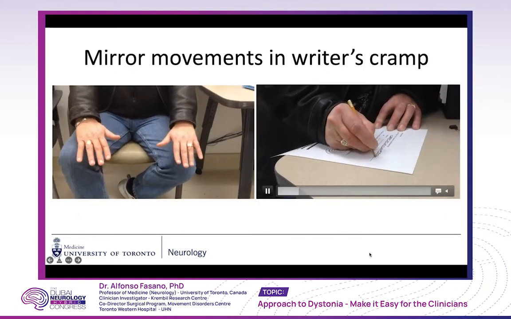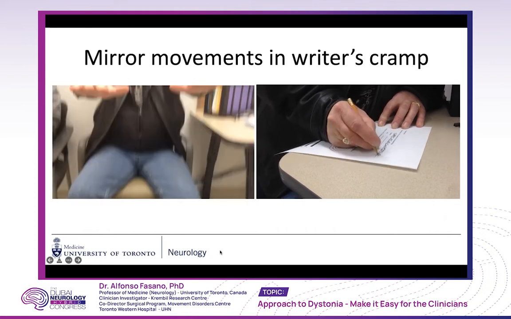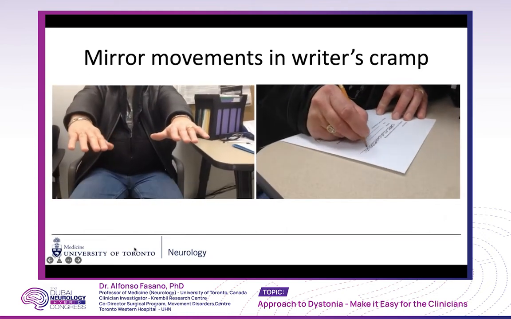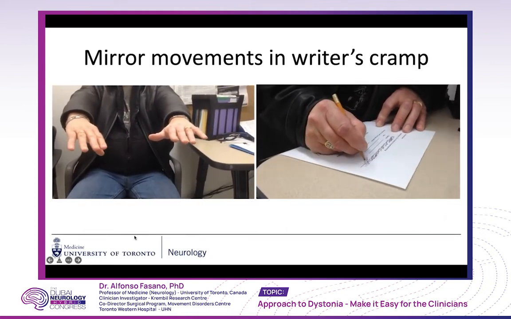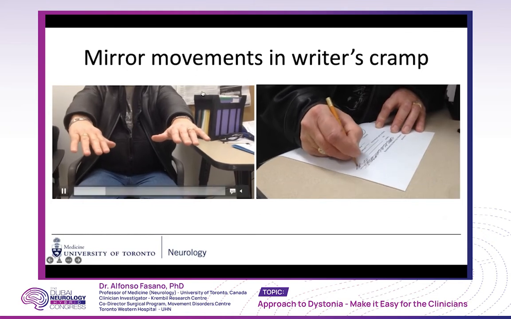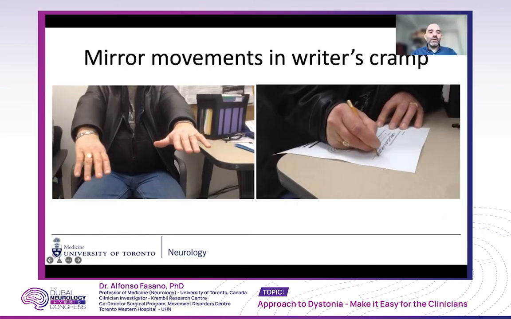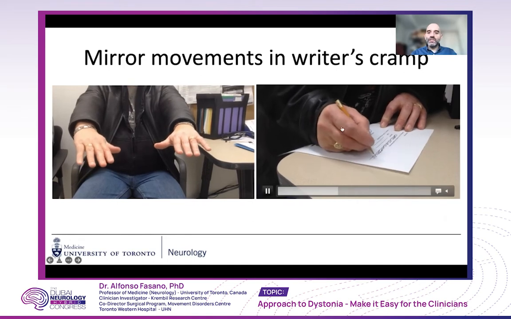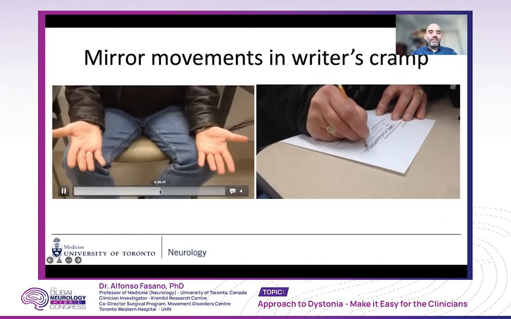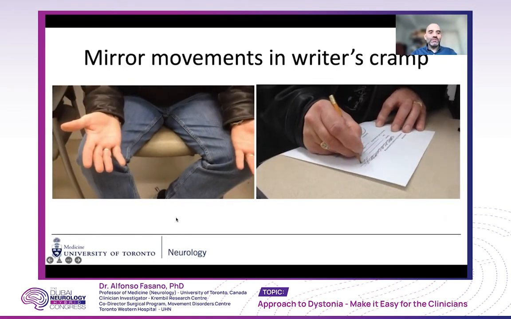And I want to show you another example of mirror movement. This is a man with a dystonic tremor on the right, and also some dystonic posture of the thumb. He has some writer's cramp when he tries to write. But what I want to show you here is the mirror dystonia.